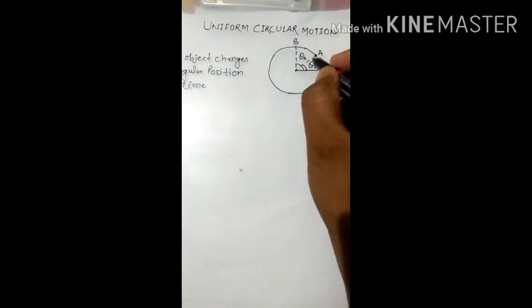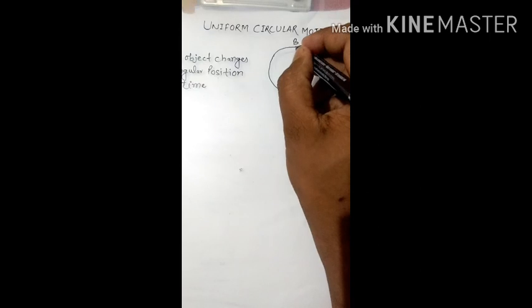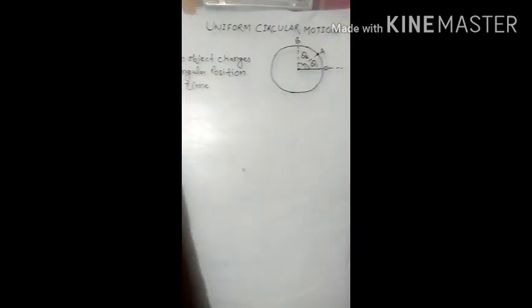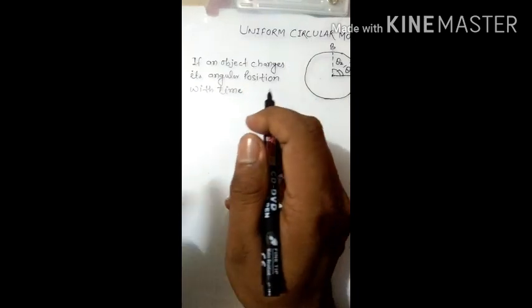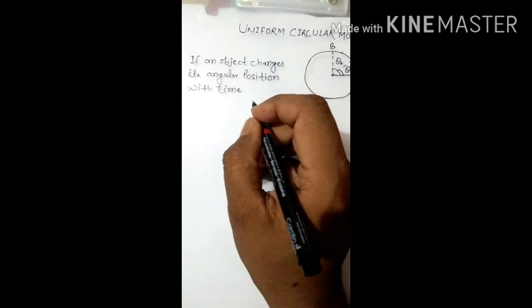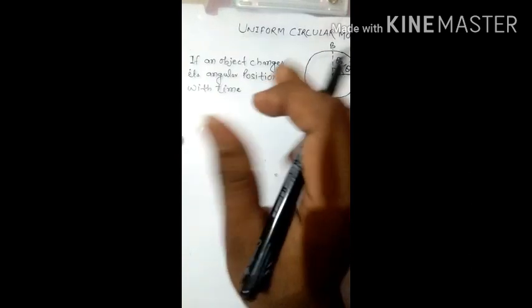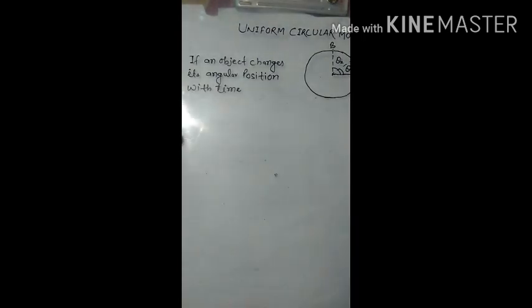Here, the angular position of the particle at point A is theta 1. After time t, the angular position changes from theta 1 to theta 2 at point B. Then we can say that if an object changes its angular position with time, the object is in circular motion.